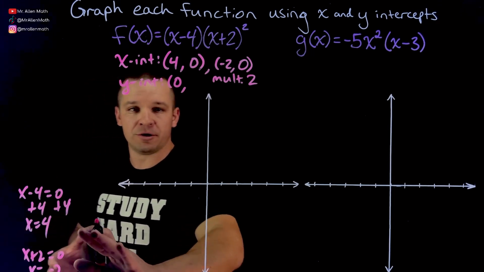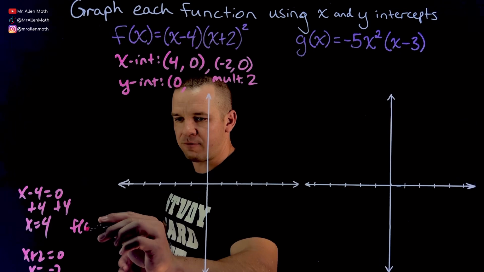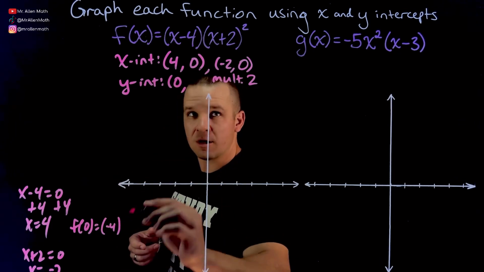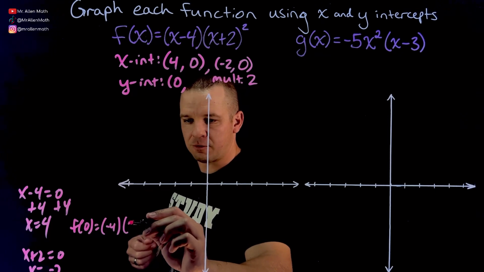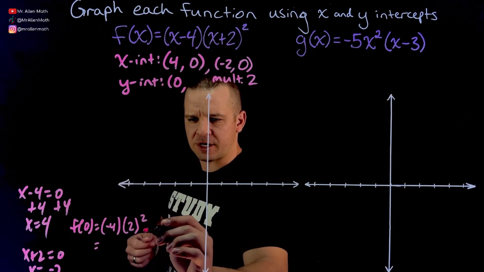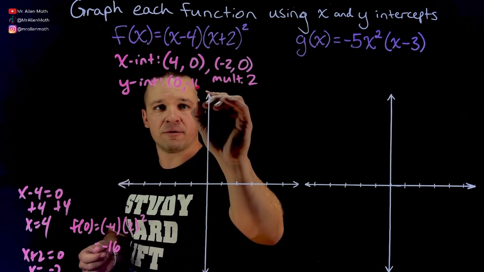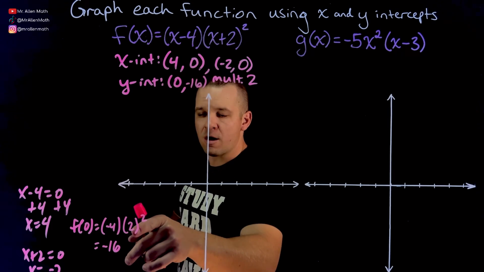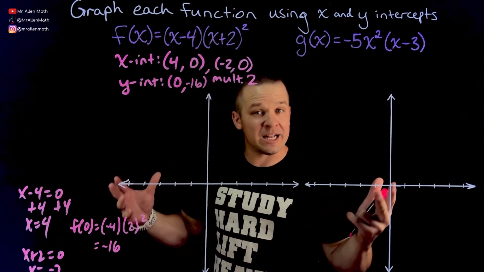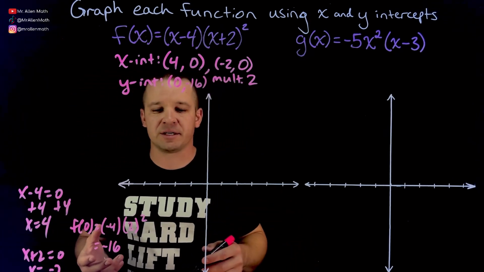So if I do that, I'm going to do a little more side math here. If I plugged in 0, we have f of 0 equals, well, that's just going to be negative 4. And over here is going to be positive 2 squared. So that's going to give me negative 4 times 4, which is negative 16. So it's 0, negative 16. If you want to do a little more and do 2 squared is 4, and then negative 4 times 4, that's fine. I'm trying to save a little bit of space there. But my y-intercept is 0, negative 16.